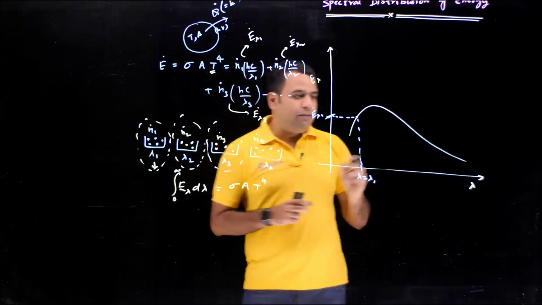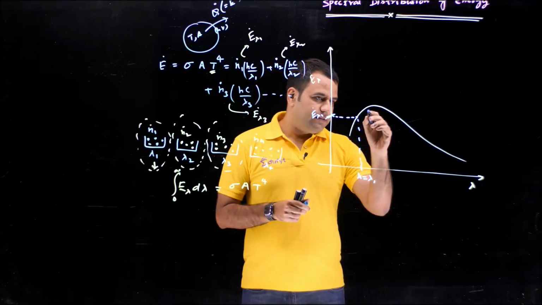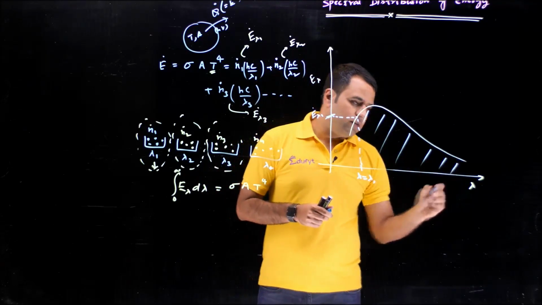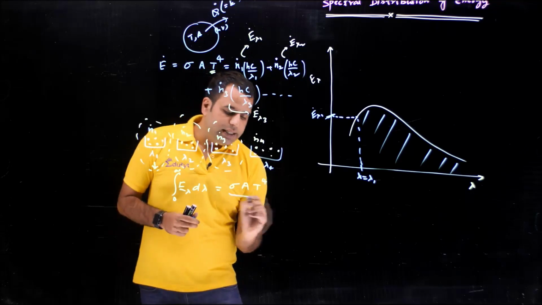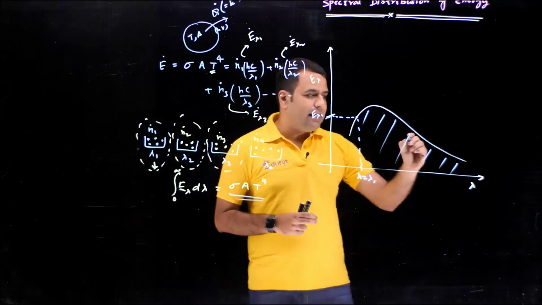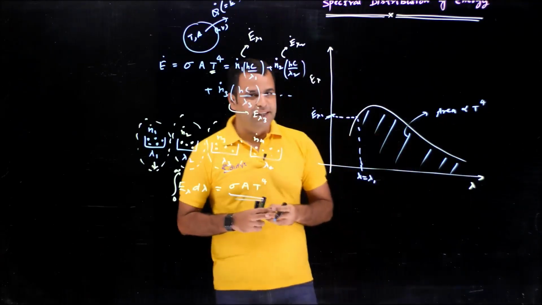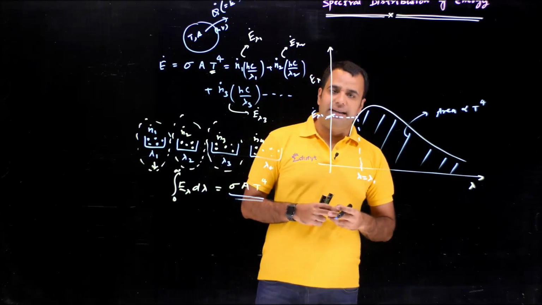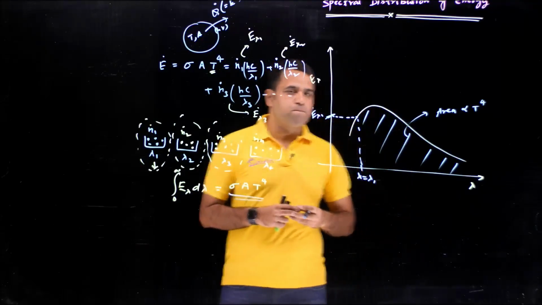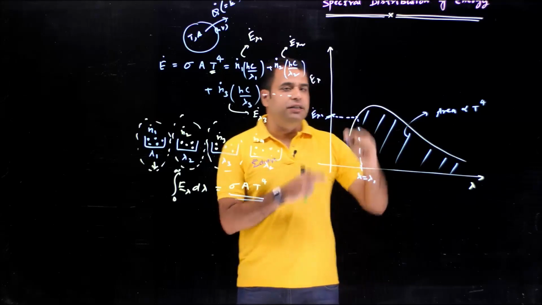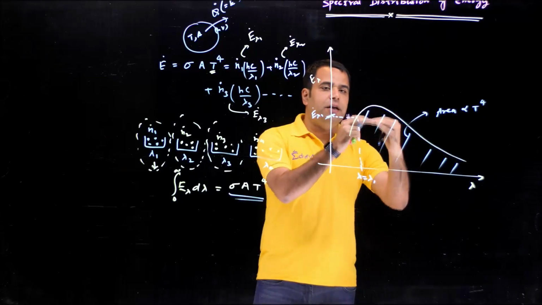E lambda d lambda is nothing but the area under the curve. This total area under the curve, E lambda d lambda from 0 to infinity, is equal to sigma A T to the power 4. So this area is proportional to temperature to the power 4. If you increase the temperature, this area will obviously increase, and to increase the area, the curve will shift upward. As you change the temperature, the curve shifts upward, and if you decrease the temperature, it comes down.